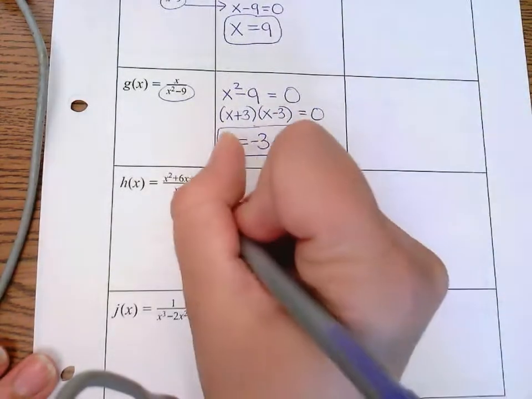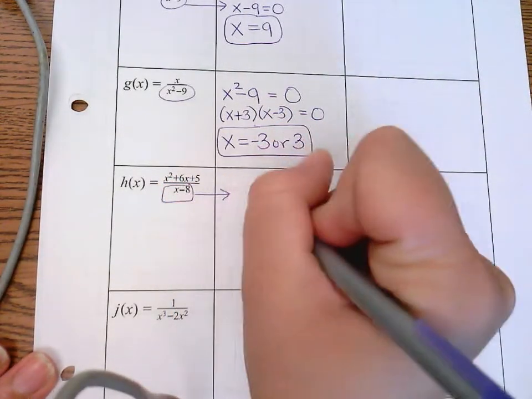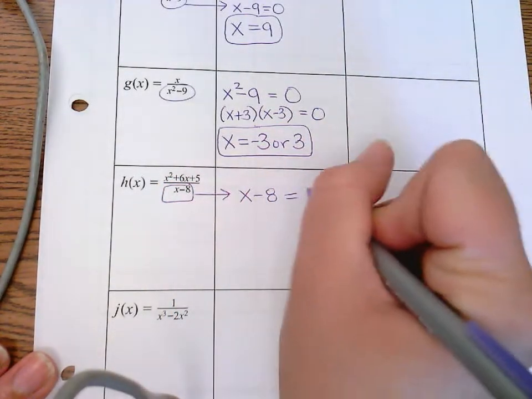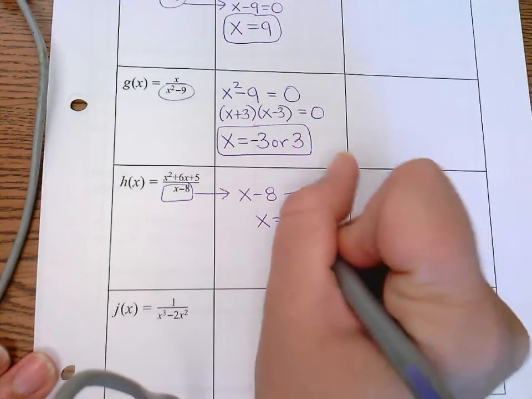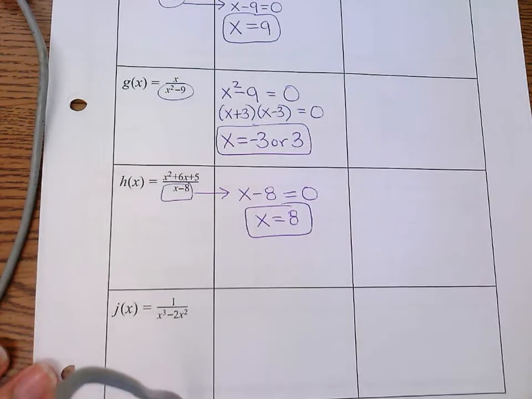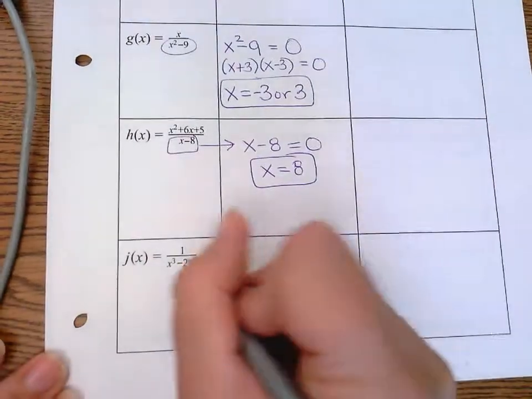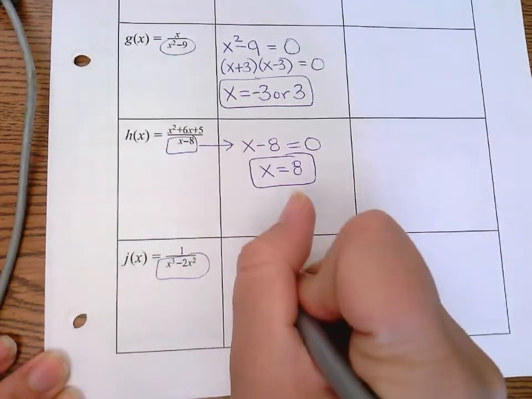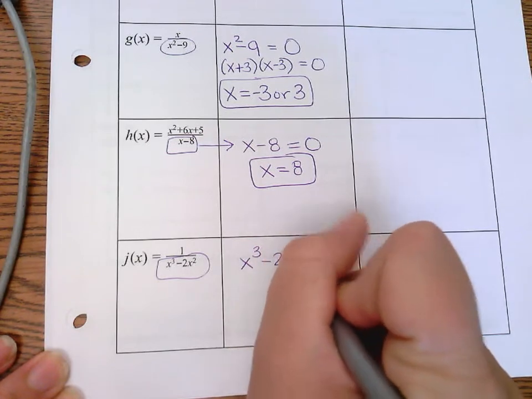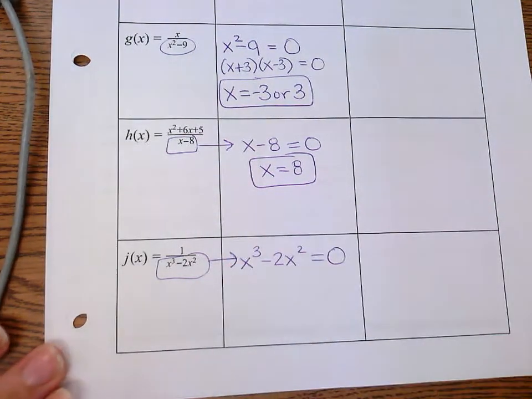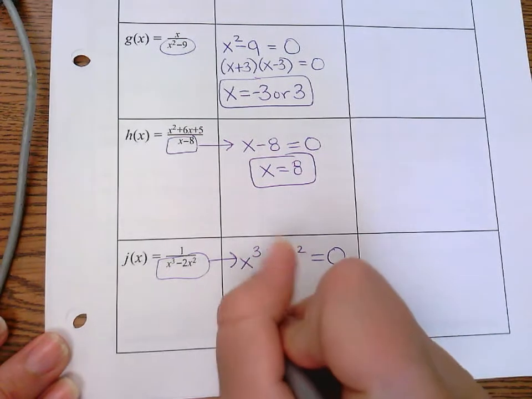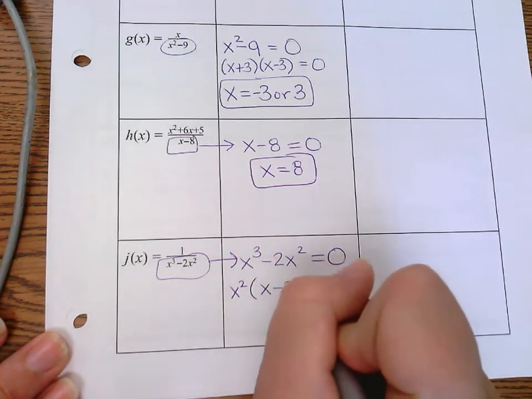Where will this one be 0? So when will x minus 8 be 0? When x equals 8. All right, when will this polynomial, so x cubed minus 2x squared, when will that be 0? So I need to use some factoring here. Looks like I could pull out a greatest common factor of x squared. What do I have left? X minus 2.